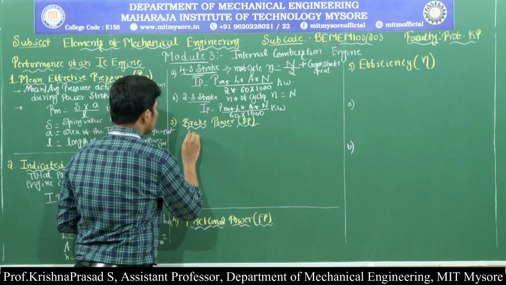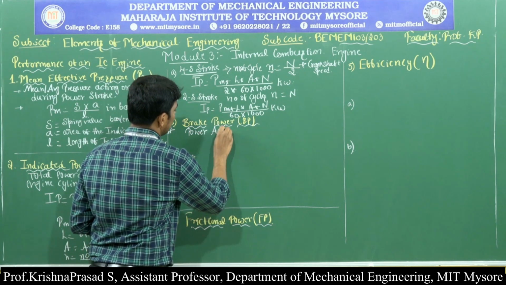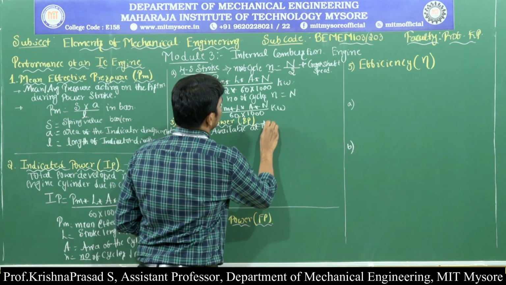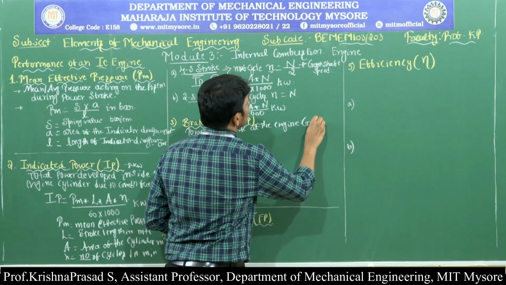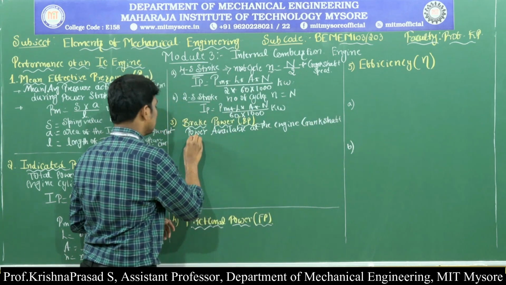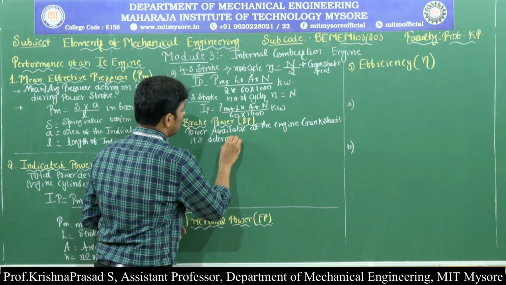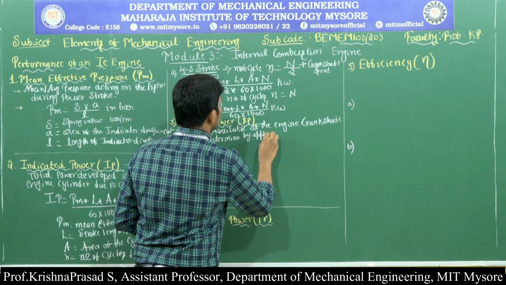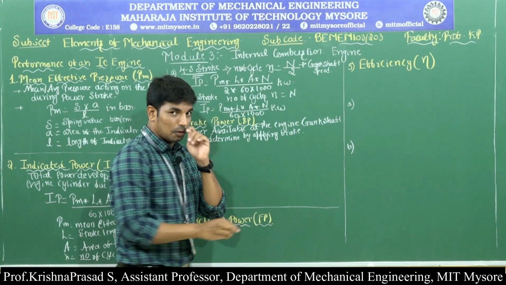Okay, here the power available at the engine crankshaft is called brake power, and it is determined by applying the brake. By applying brake. Okay. So what is the formula for brake power then?